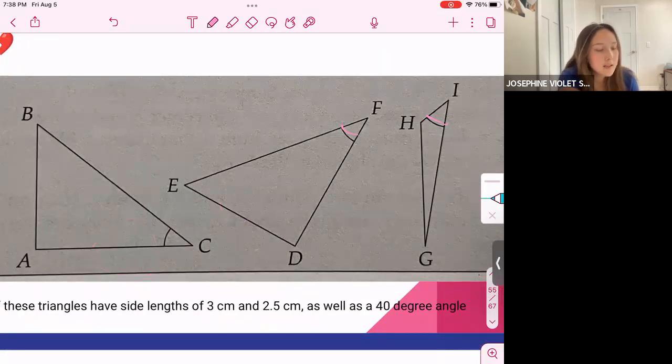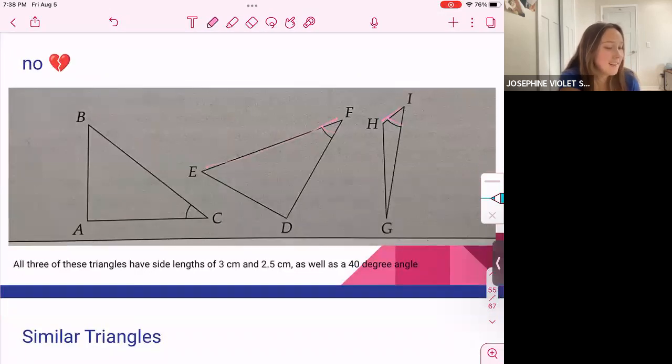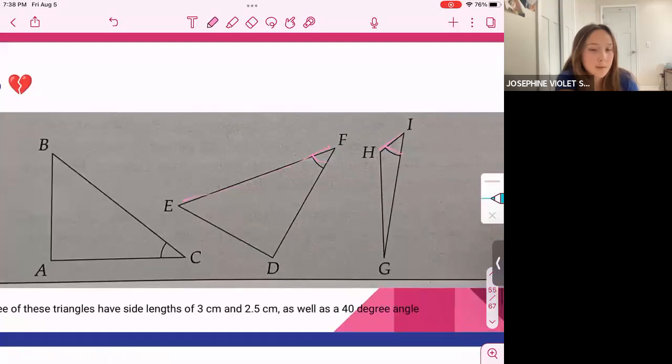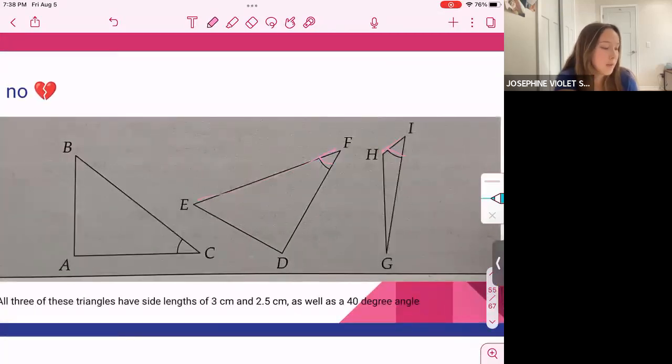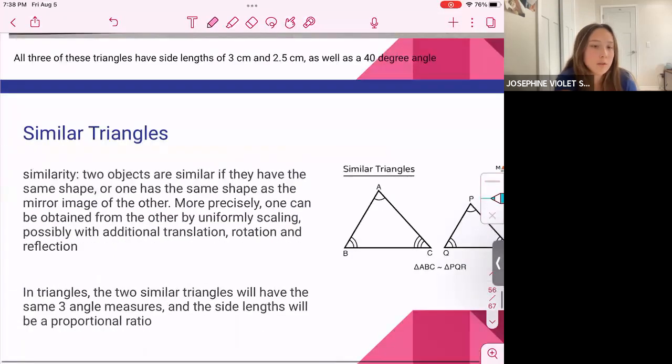But the reason is when you have these two side lengths, the way you can draw the third side can vary from being really short to being really long. So unfortunately, it's not a congruence theorem. And I made the mistake of thinking it was a similarity theorem, but it's not. But that is a nice segue into similar triangles.